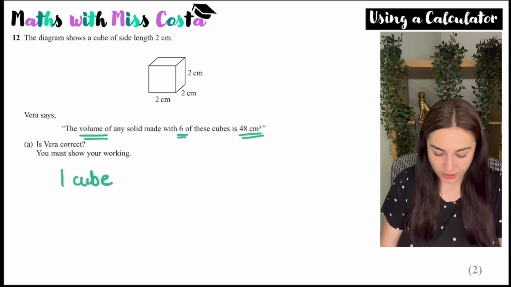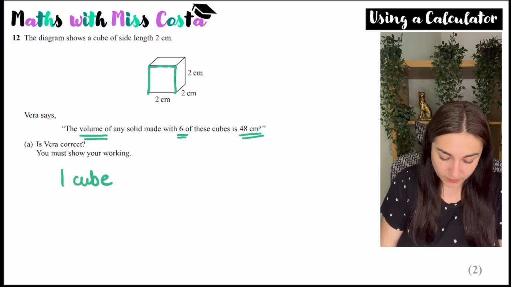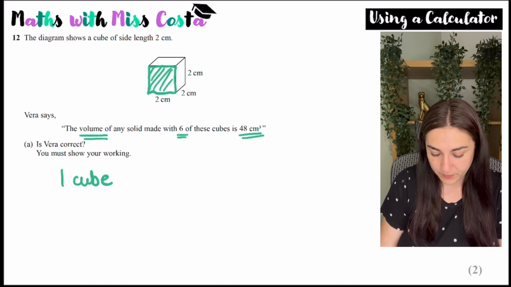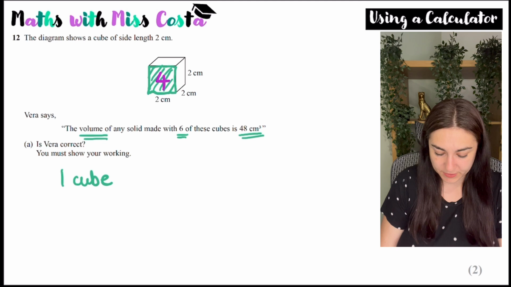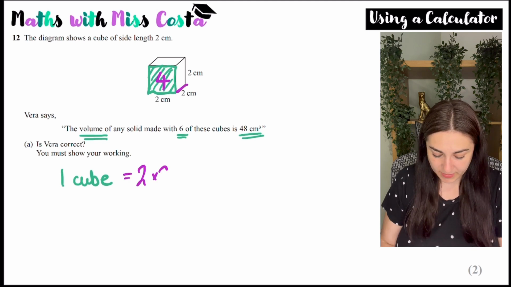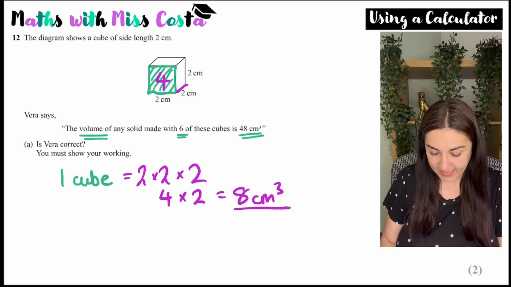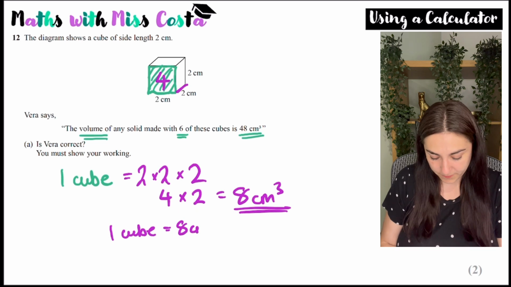So to work out the volume, you either just multiply width times height times depth, or you can just work out the area of the front face. So the area would be 2 times 2, which is 4. And then this is multiplied by 2. So for cube 1, I do 2 times 2 times 2. So 2 times 2 is 4, and then I times it by 2, which is 8 centimetres cubed. So I know the value of 1 cube is 8 centimetres cubed.